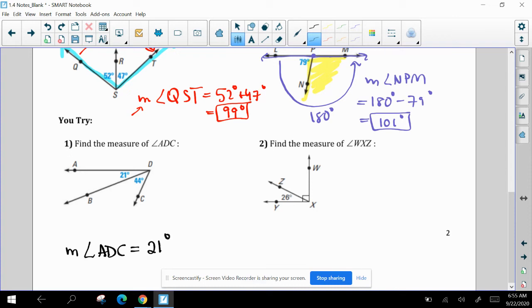So the measure of angle ADC would be the total of, remember, this is the measure of the angle. How many degrees did you have to rotate? So 21 degrees and 44, so the total is 65 degrees. Hopefully you answered 65 degrees in your question.